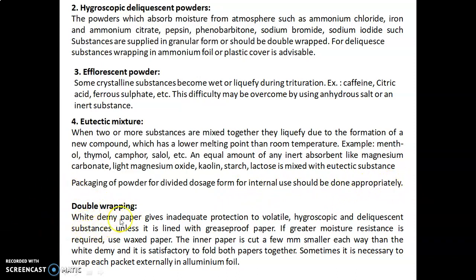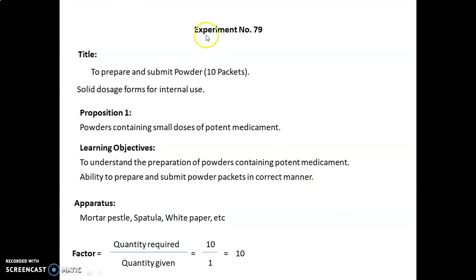Double wrapping: white demi paper gives inadequate protection to volatile, hygroscopic and deliquescent substances unless it is lined with grease-proof paper. If greater moisture resistance is required, use waxed paper. The inner paper is cut a few mm smaller each way than the white demi, and it is satisfactory to fold both the papers together. Sometimes it is necessary to wrap each packet externally in aluminium foil. So in the next session we will discuss the actual experiment.